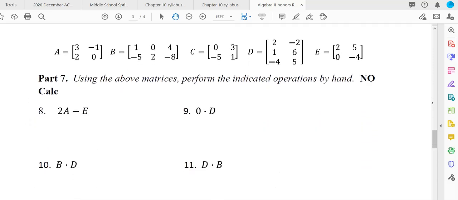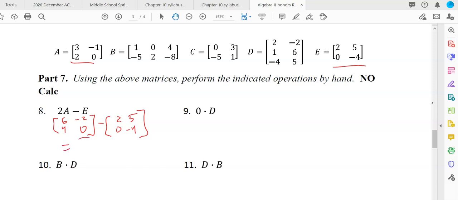Okay, so matrices, let's take care of this here. So 2 times A is going to be this matrix A. So we've got 6, 4, negative 2, 0, minus E, which is this guy: 2, 5, 0, negative 4. It looks like I can do it. They have the same dimensions.